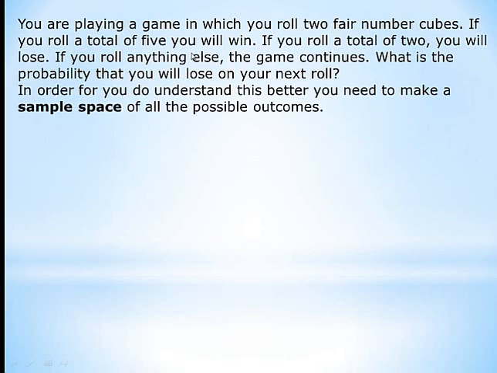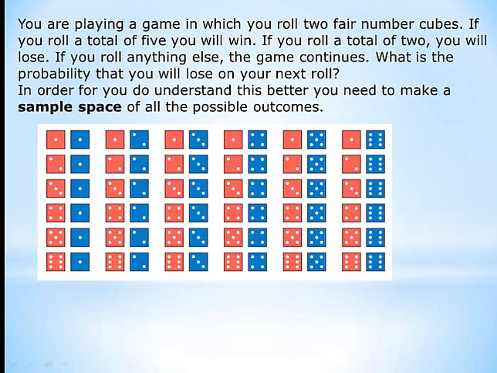Now dice. If you roll a total of 5, you will win, and if you roll a total of 2, you will lose. If you roll anything else, the game continues. What is the probability that you will lose on your next roll? For the first part of this problem, I need to see all of my outcomes that are possible if I roll 2 number cubes. For example, I can roll a 1 and a 1. I can roll a 1 and a 2. I can roll a 1 and a 3. I can roll a 1 and a 4. And I can continue on this way, but I don't want to. So here's a graph of what all my possible outcomes are.